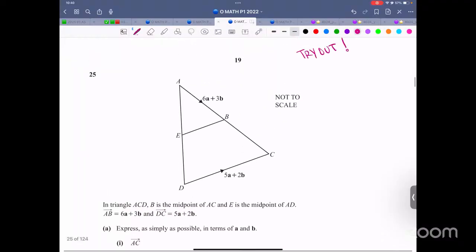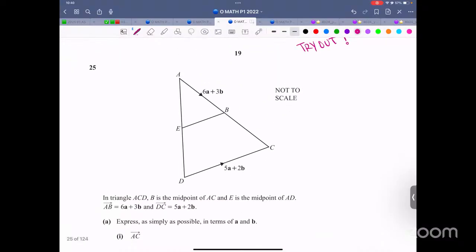Okay, let's get started. So now this question is about vectors and it says the following. In the triangle ACD, B is the midpoint of AC. E is the midpoint of AD.